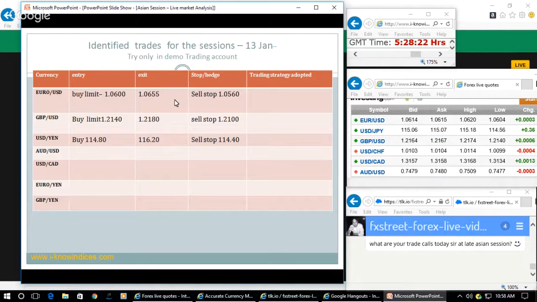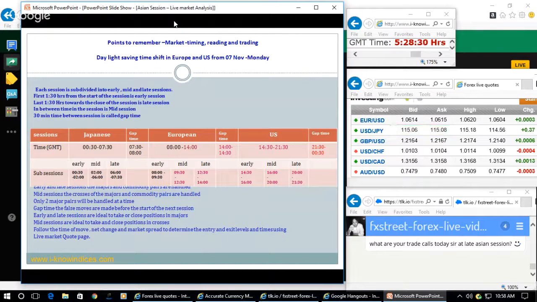So these are all the recommended trades for today. Use the hedge order to limit the risk. These are all the session-wise times for you to follow.